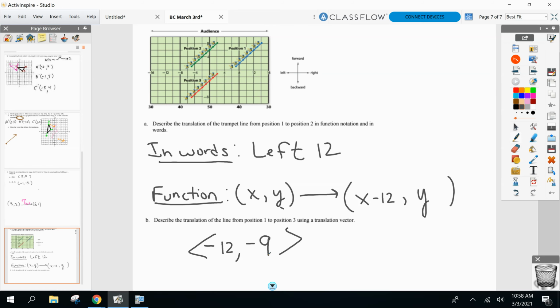Yes, what's up, Hannah? Do we not draw the arrow because it's a translation vector, not a vector? Correct. When you actually draw a vector on the graph is when you do the arrow. Yep, this is the notation for a translation vector. Correct. Yep.